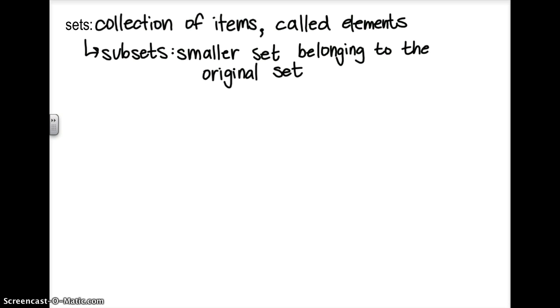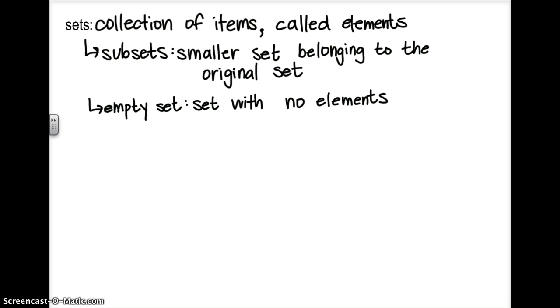Okay, we also have something called the empty set. The empty set is a set with no elements. Okay. The symbol for empty set looks like that. Okay? That means empty set. It means that there's nothing there. That would be the empty set.